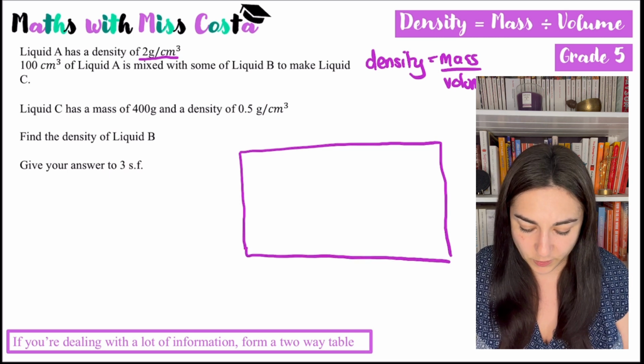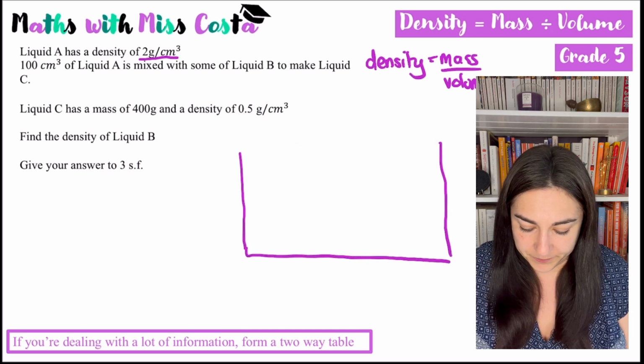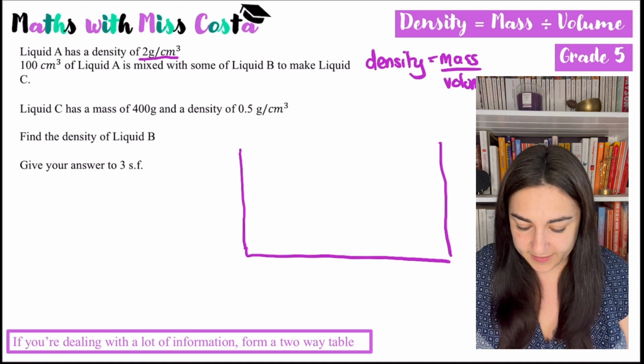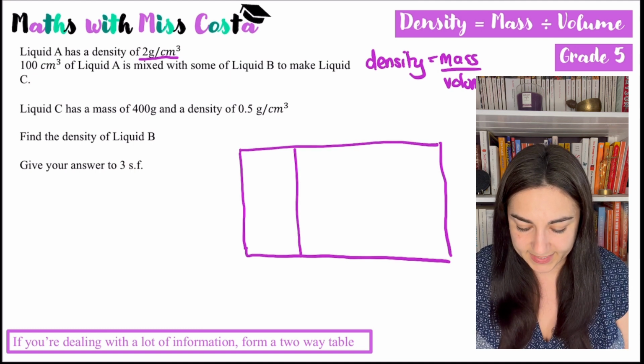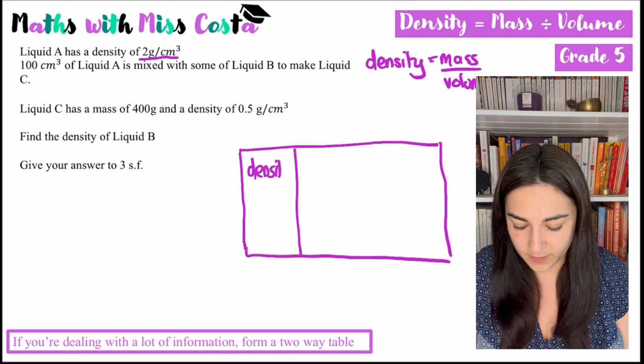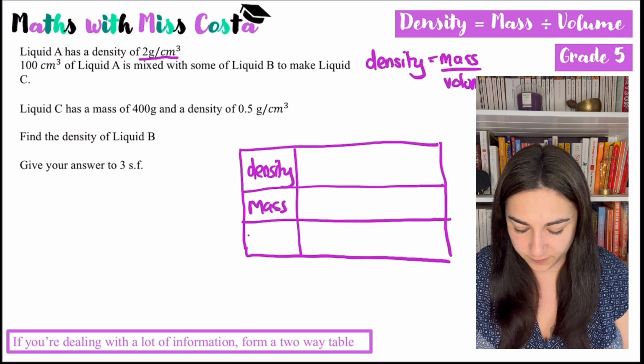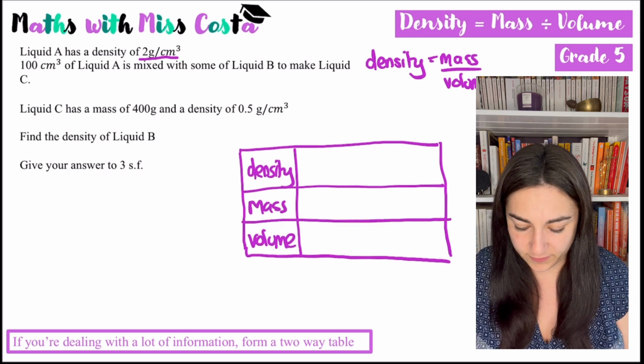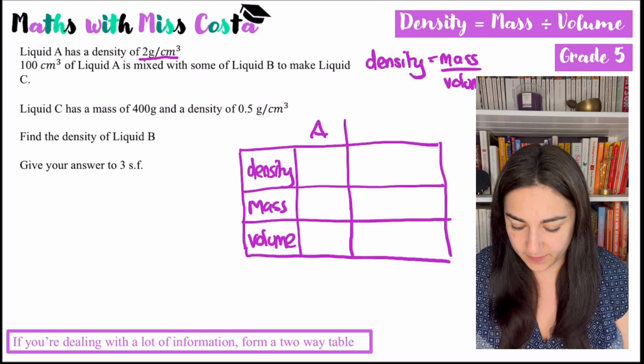Okay, so we've got, why did it just delete? We've got density, mass, and volume, and then we've got liquid A, B, and C.